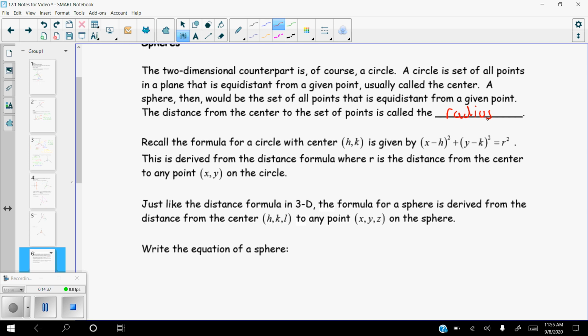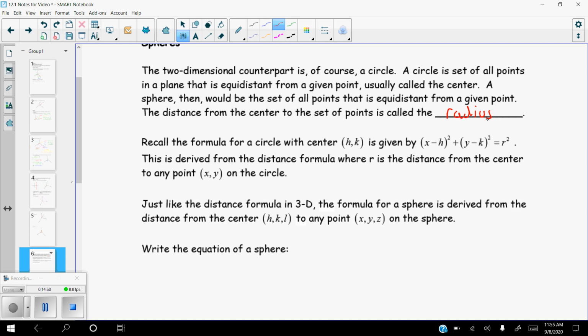Notice we pretty much defined exactly the same thing for the circle and the sphere. Technically, what we should say for the circle is within a plane. A circle is the set of all points that are equidistant from a given point within a given plane. Has to be in the same plane. We're not limiting it with a plane for the sphere, so that's what the sphere's definition is.